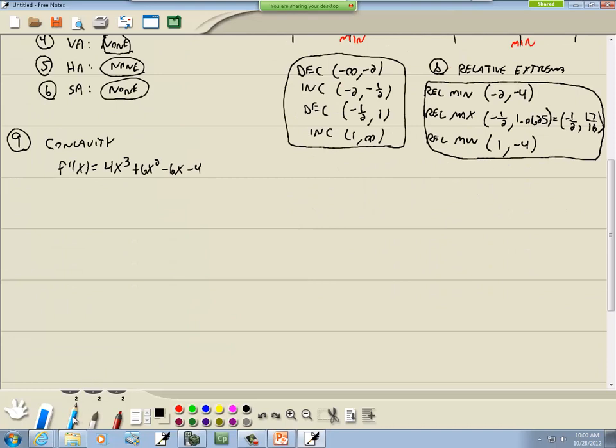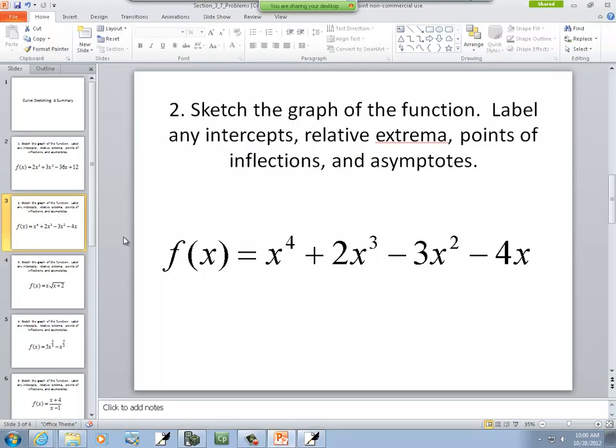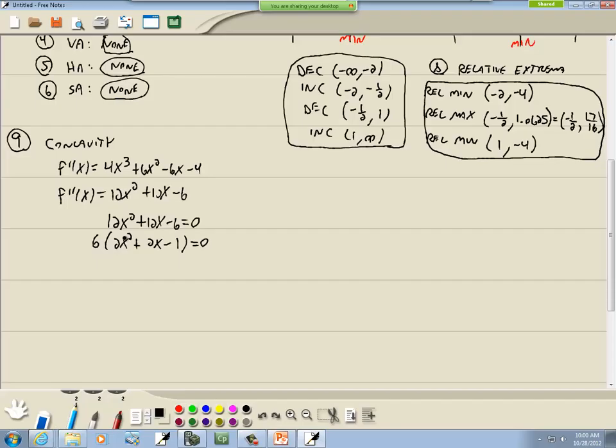Okay, let's find our second derivative. That would give us 12x squared plus 12x minus 6. To find our critical values, we set that equal to 0. Now here I can factor a 6 out, and that gives us 2x squared plus 2x minus 1 equals 0. And I don't think that factors. Four x to the third plus 6x squared minus 6x minus 4, and then 12x squared plus 12x minus 6. Factor out a 6.